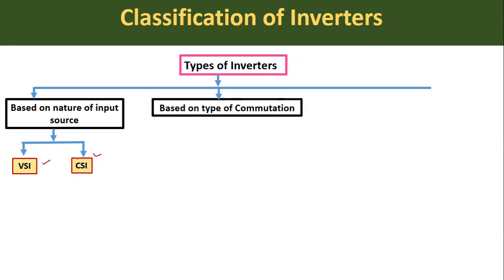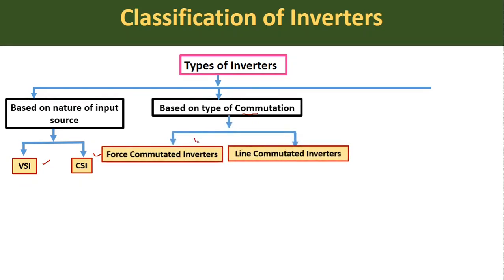Next classification is based on the type of commutation. We know that commutation is the process of turning off the thyristor. So there are two types of commutation, force commutation and line commutation. So based on this commutation process, the inverters are classified as force commutated inverters and line commutated inverters.